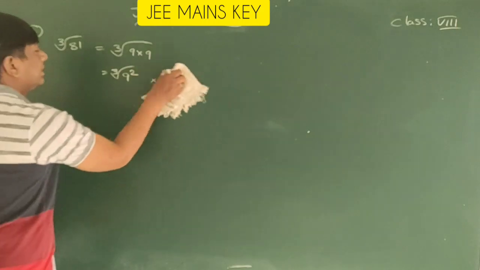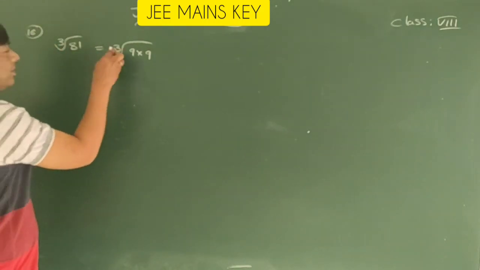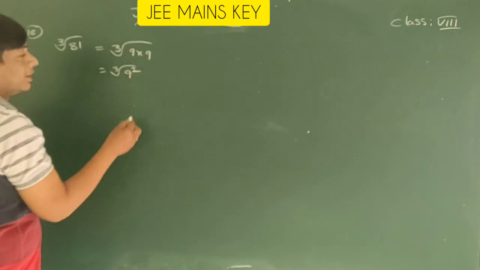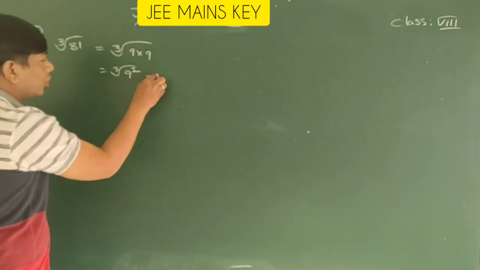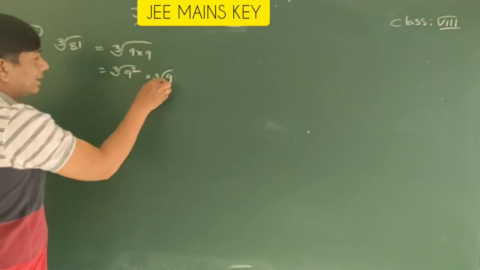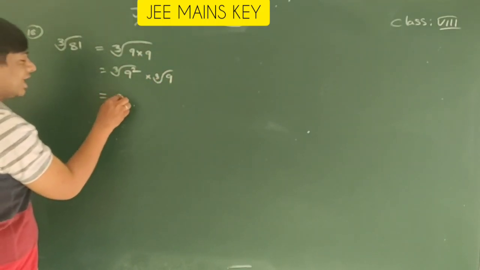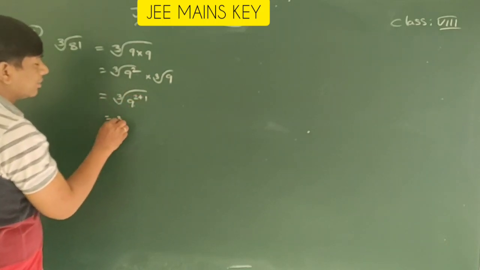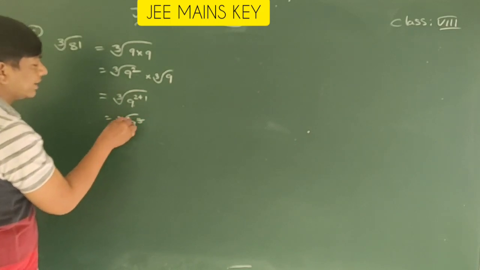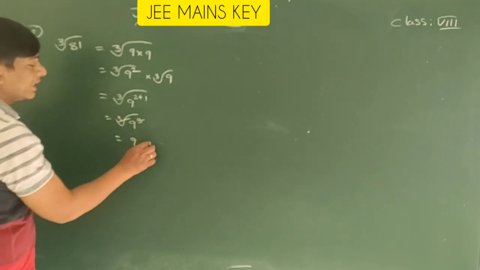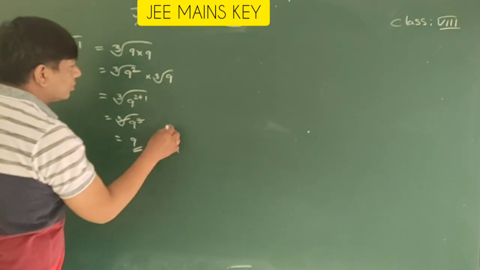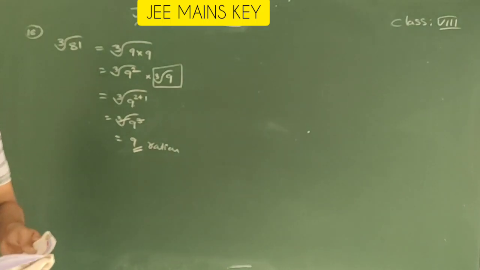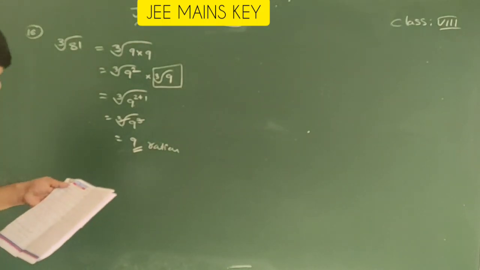See here once again, cube root of 81 can be written as cube root of 9 into 9, cube root of 9 square. If I multiply with the cube root of 9, then it becomes a rational number. Cube root of 9 power 2 plus 1 is cube root of 9 power 3. The 3 and the cube root cancel, and 9 is a rational number. So the number you multiply by, cube root of 9, is your rationalizing factor of cube root of 81.